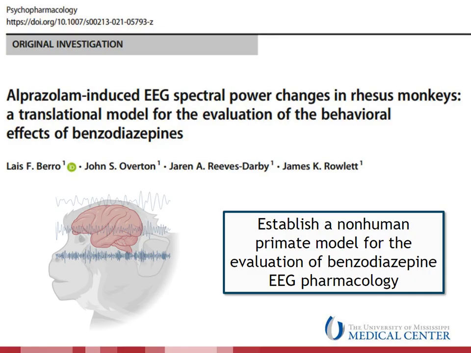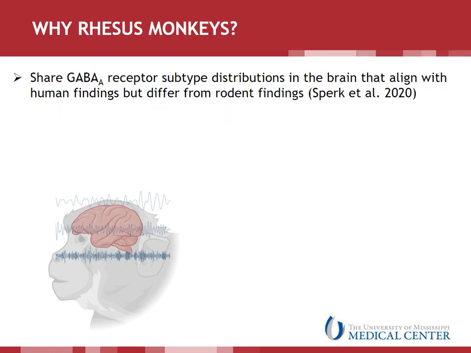For this study, which was recently published, we aimed at establishing a non-human primate model for the evaluation of benzodiazepine EEG pharmacology. Before we get into the details of this particular study, I wanted to touch on the subject of why we chose to use rhesus monkeys, not only for this study, but for the studies being done in Dr. James Rowlatt's lab for the past 20 plus years.